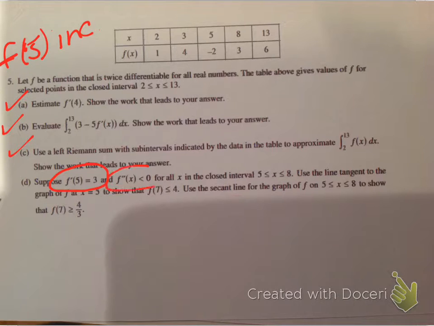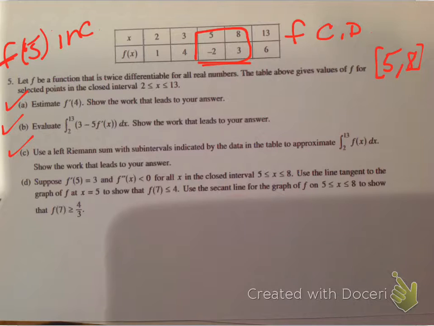We're also told that the second derivative is less than 0, so that would mean that f is concave down. We may or may not need that. And all of this we're just talking about in the integral from 5 to 8. So just in this part here, from 5 to 8, okay? Let's clean this up a little bit.